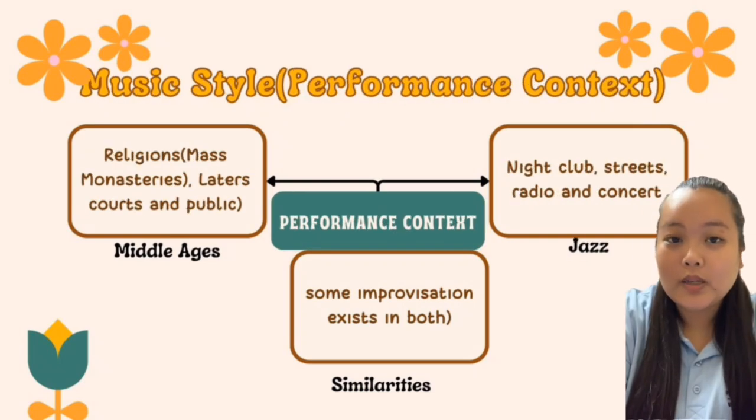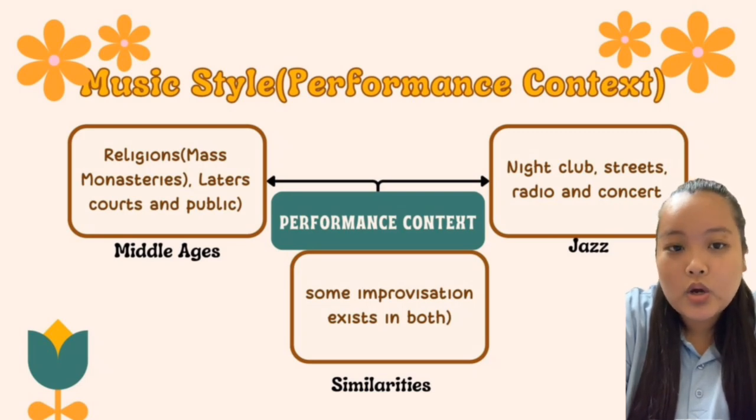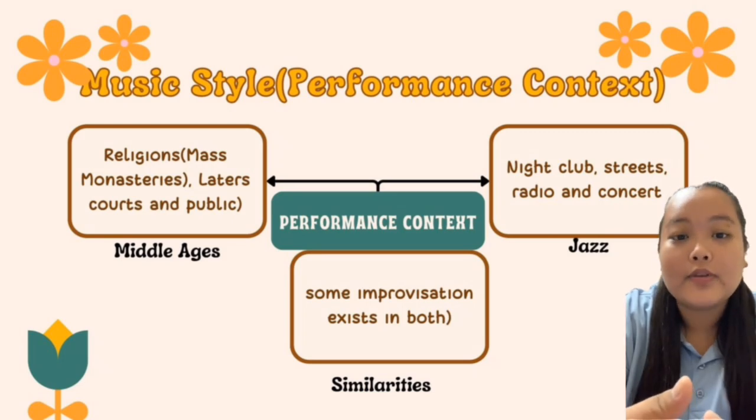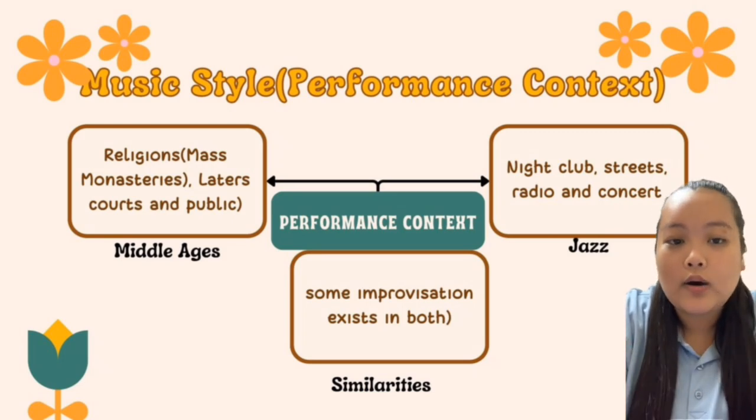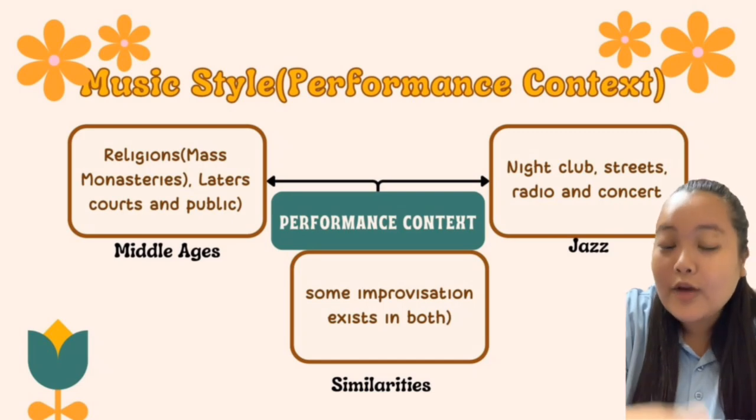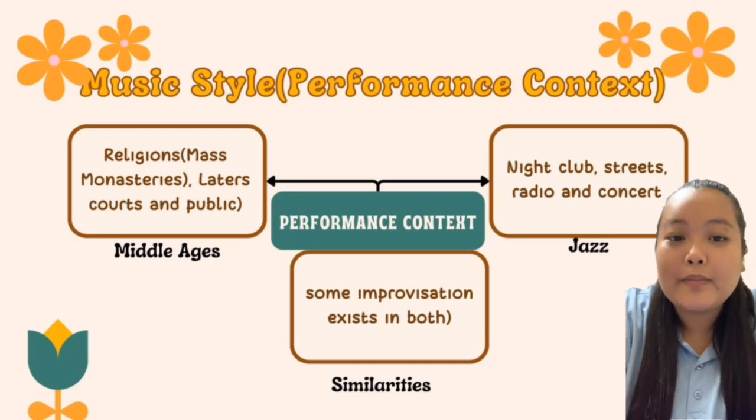Let's talk about the performance context. Middle Ages music was mainly performed in church, court, or public gatherings. Sacred music was dominant, and performance had a formal and spiritual purpose. Jazz is typically performed in clubs, concerts, streets, and festivals, often in a relaxed or lively atmosphere. It emerged from the African American community and became a popular entertainment form.